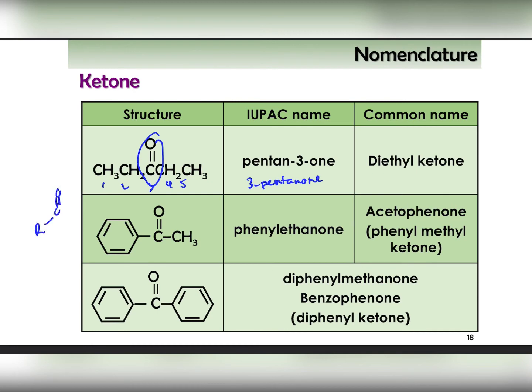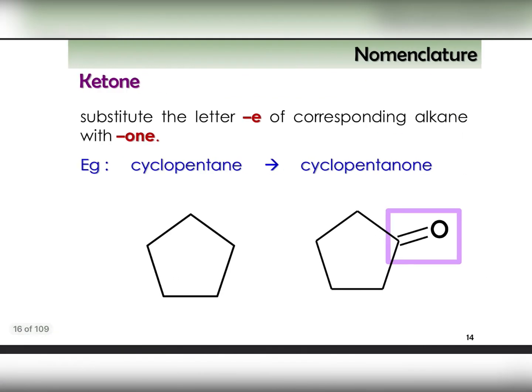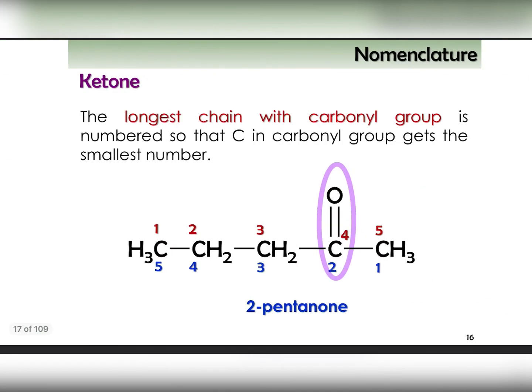Next kita tengok example. Ini adalah phenyletanon. So phenyl adalah sebagai substituent ataupun common name dia adalah acetophenone. And next, if you have 2 phenyl as the substituent, so ini kita akan panggil dia sebagai diphenylmetanon ataupun common name dia adalah benzophenone. Next, kita akan tengok this example. So kalau dalam keadaan cyclic, cyclopentane, just tukar nama dia jadi cyclopentanon.